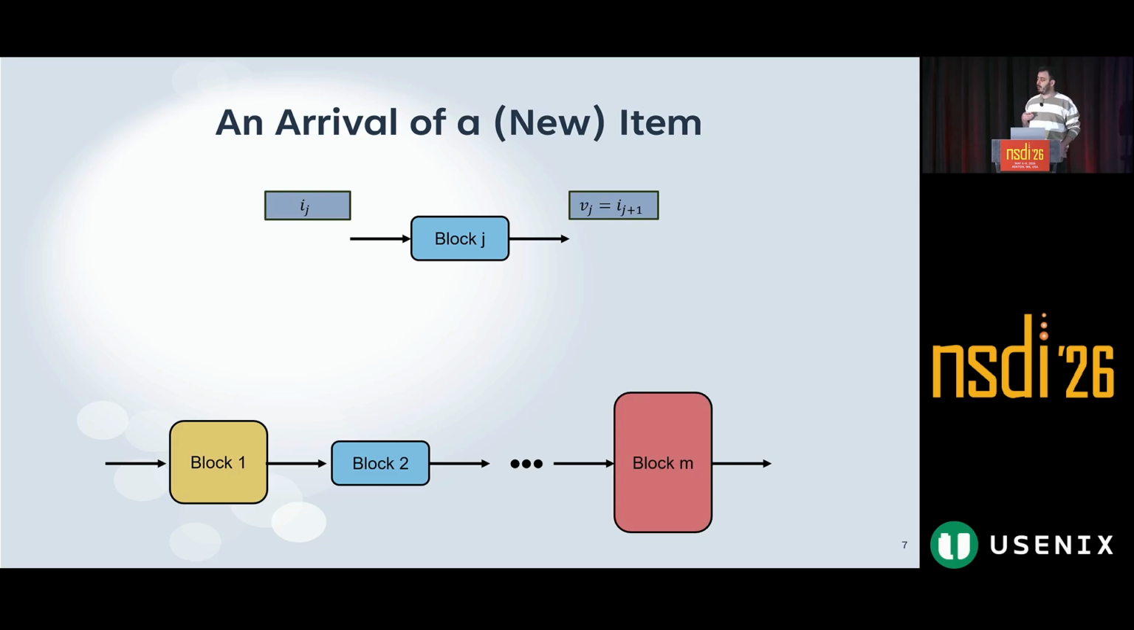So now, when an item arrives to the cache, it's first offered to block 1. Block 1 decides whatever it decides and evicts a victim that goes to block 2. We continue with this same process through the blocks throughout the pipeline until we reach the last block. When the last block makes its decision, it evicts the item completely from the cache. This is the cache victim, and it's no longer in memory.